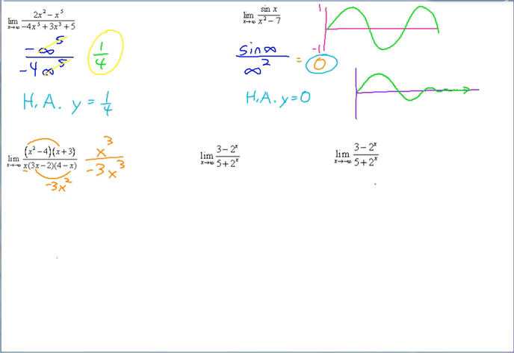So now we substitute in negative infinity cubed over negative 3 times negative infinity cubed. And you can see the negative infinity cubed is reduced out, so you're just left with negative 1/3. And since we got a specific value again, this one would have a horizontal asymptote of y equals negative 1/3.